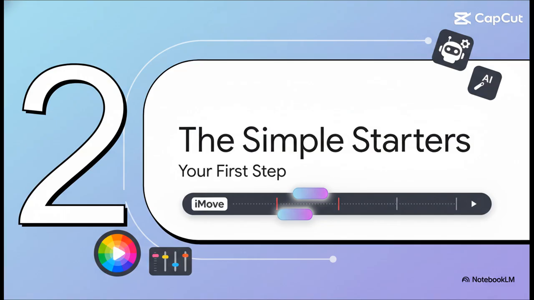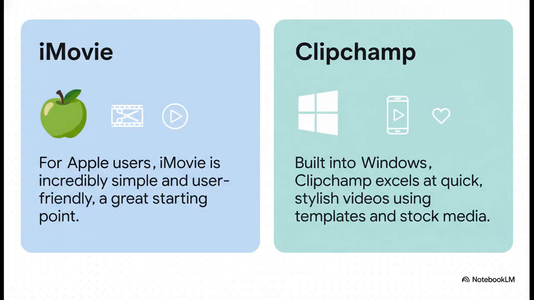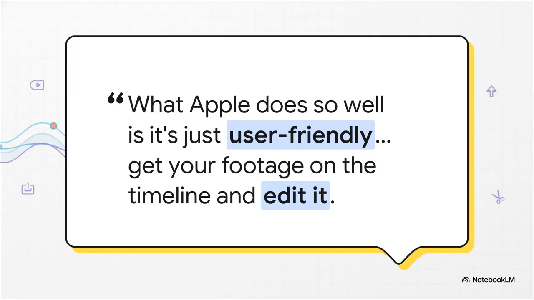Now, if you've never, ever touched a video editor before in your life, these two are for you. Their whole purpose in life is to get you from a bunch of raw clips to a finished video with the least amount of friction possible. For all you Apple users out there, you've got iMovie. It's the classic, super intuitive starting point. And for everybody on a Windows machine, there's Clipchamp, which is all about making stylish, template-based videos for social media and doing it fast.